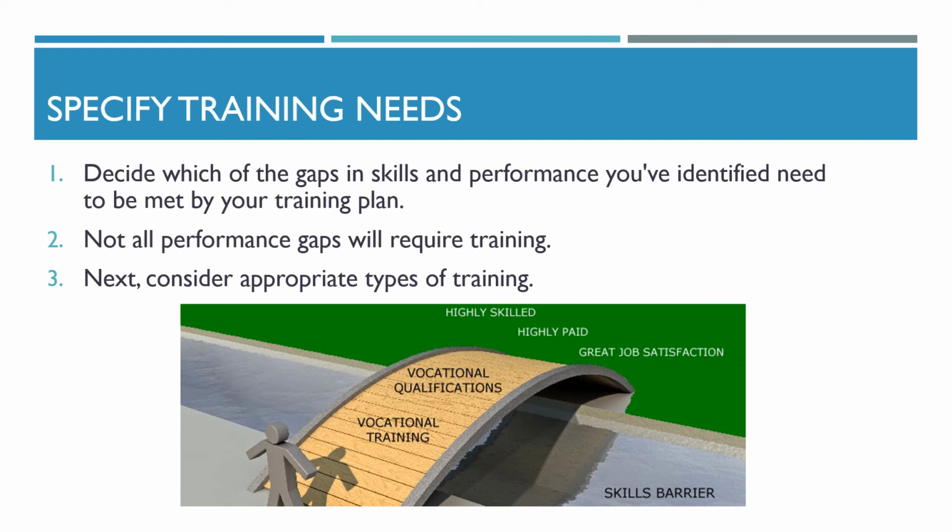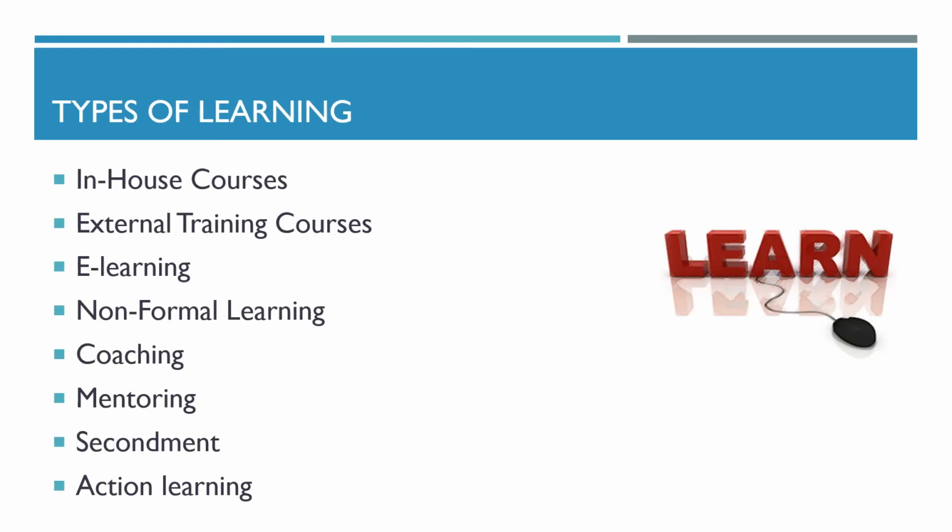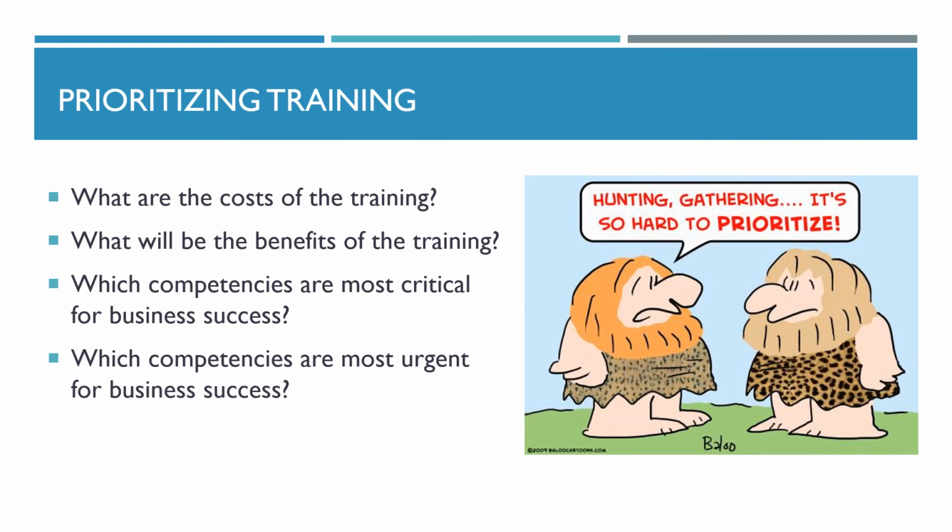We need to decide which of the gaps in skills and performance you've identified need to be met by your training plan. Note: not all performance gaps will require training. You will then need to consider appropriate types of training to fill these gaps, and of course set yourself a budget. The types of learning options to consider include: in-house courses, external training courses, e-learning courses, non-formal learning, such as mentoring and coaching, and action learning, in which groups of staff can work on specific work-related projects, while using a structured learning process. Inevitably you will be working within budget constraints.